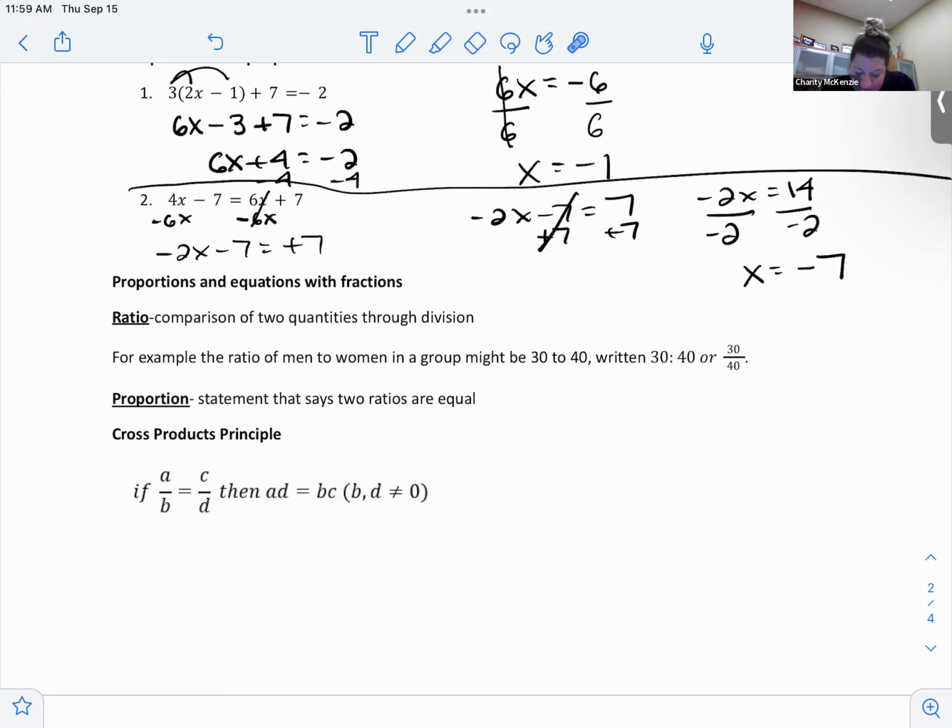Okay, so we have a ratio, and when we go to do a proportion, we have two ratios equal to each other.